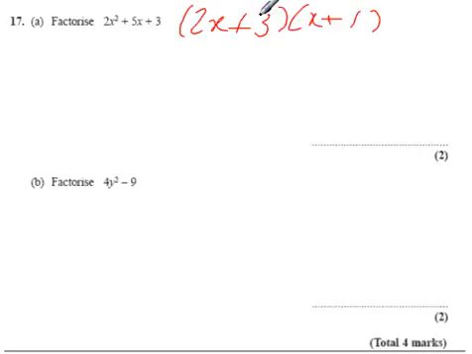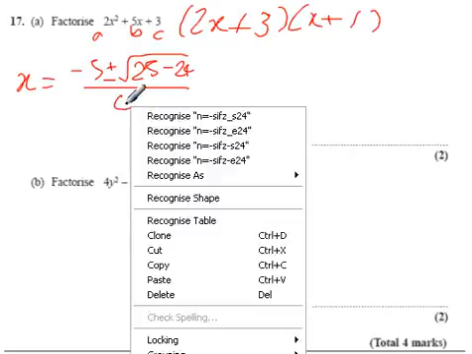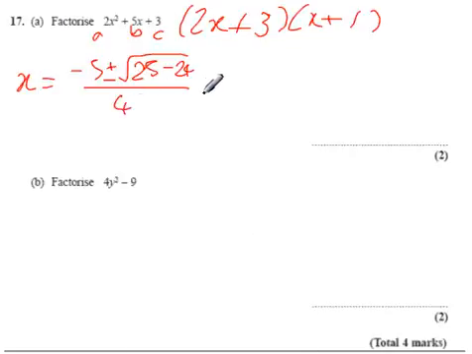Now, some people just don't see things that way. So the backup technique is to use the quadratic formula. We've got a is 2, b is 5, and c is 3. So we say x equals negative b plus or minus the square root of b squared minus 4ac, and then we divide it all by 2a. And that leaves us with the square root of 1. So that's obviously 1.